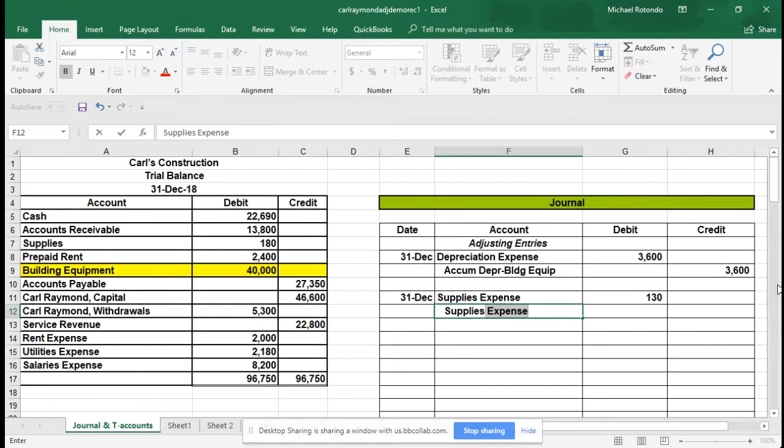So if we did not do this adjusting entry, that expense would have been forgotten, and we would have overstated our net income. Same with the depreciation. So these adjusting entries arise out of things that we don't necessarily record on a day-to-day or a week-to-week basis, okay? But they're expenses and revenues that we have to recognize.